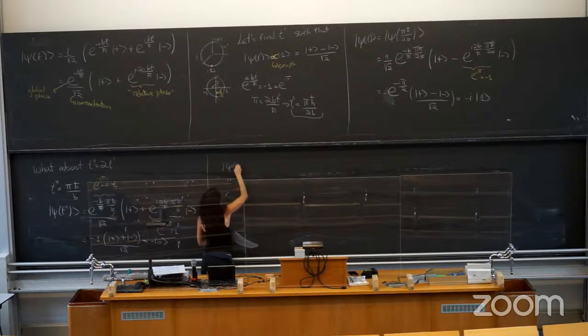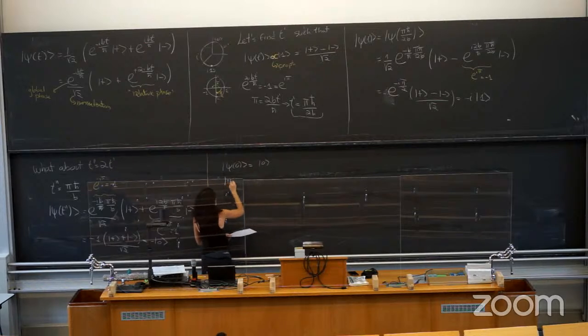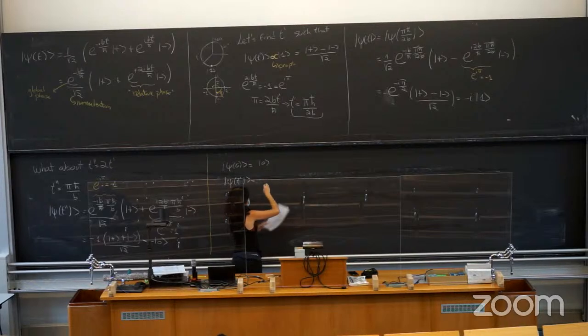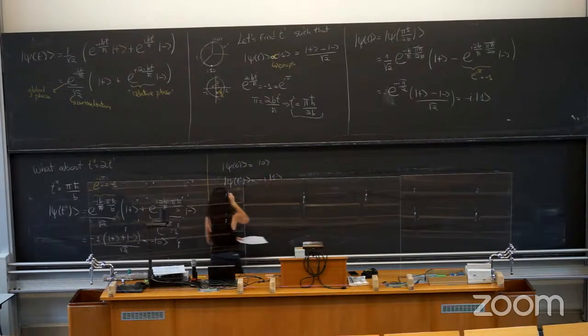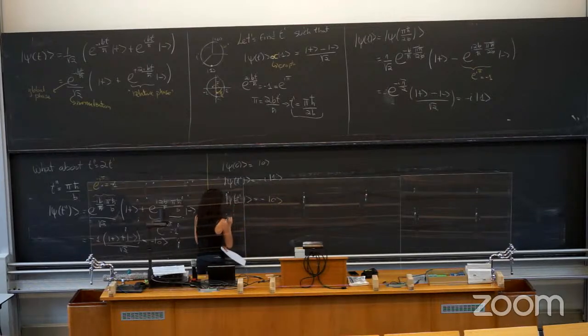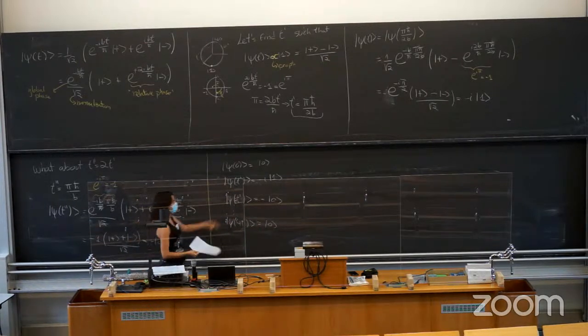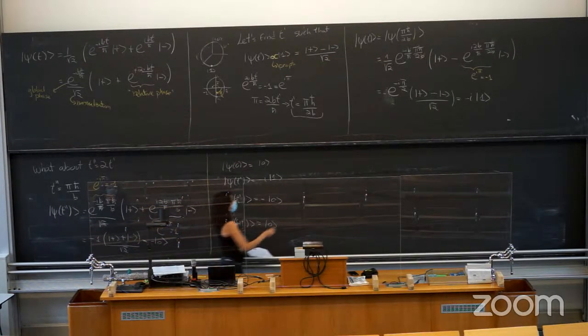Phi of 0 equals 0. Phi of t prime, we saw, was minus i times 1. Phi of 2 t prime, we just saw now, is minus 0. And then if you do finally 4 t prime, now we're back to the initial state again. Then we get really zero. So for any other time tau, you just remove the cycle.